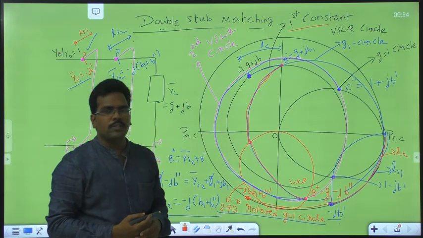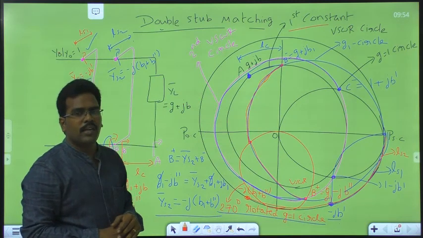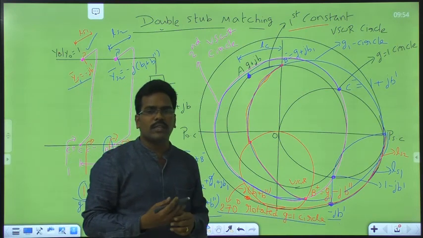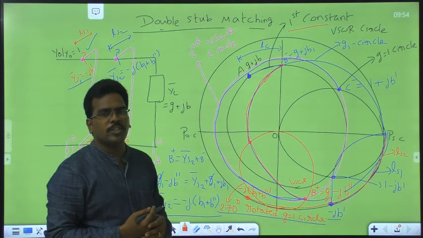So you have to follow this procedure to find the step admittances, the lengths of the steps and the location of the step for the double step matching technique. In the next class we will discuss how to solve problems using the Smith chart. Thank you.